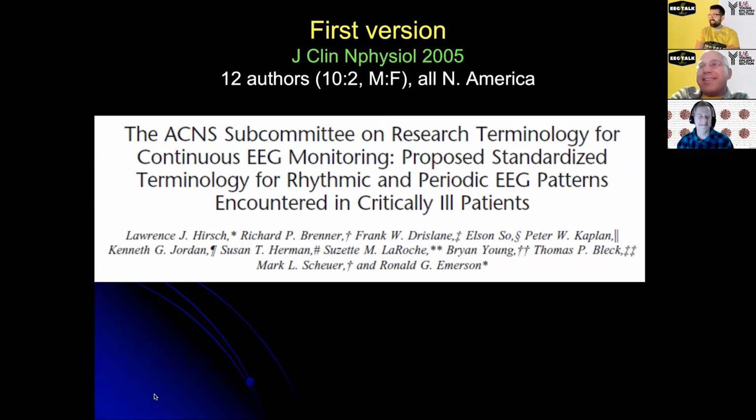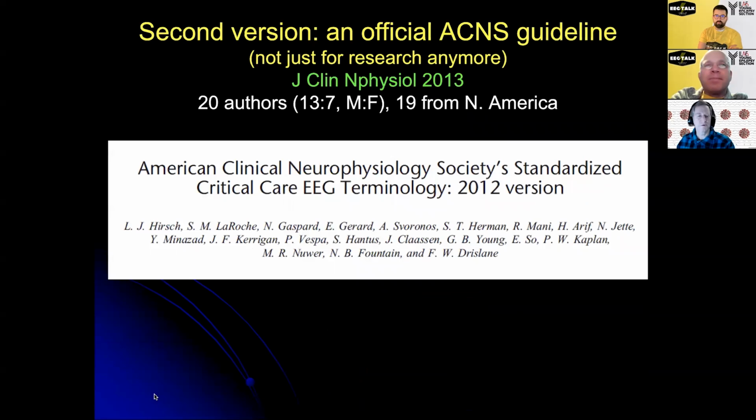Well, really, it started with about 7 or 8 of us going to dinner at an ACNS meeting and deciding we needed to figure out what to call all these patterns because everyone was using totally different terms and none of us had any idea what to do about them and which were bad for the brain and which weren't. And the next time it came around, it became a clinical guideline of ACNS. So that was published in 2013.